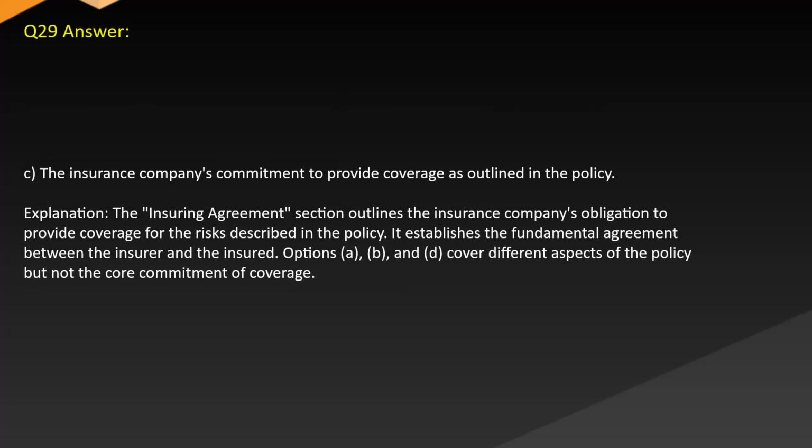Answer C. The insurance company's commitment to provide coverage as outlined in the policy. Explanation: the insuring agreement section outlines the insurance company's obligation to provide coverage for the risks described in the policy. It establishes the fundamental agreement between the insurer and the insured. Options A, B, and D cover different aspects of the policy but not the core commitment of coverage.